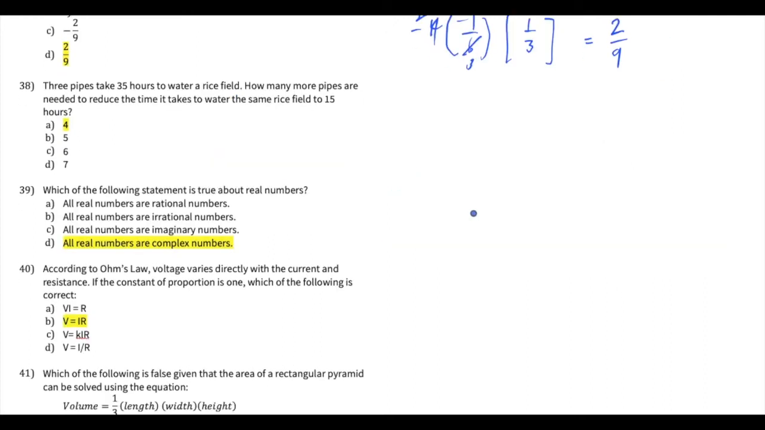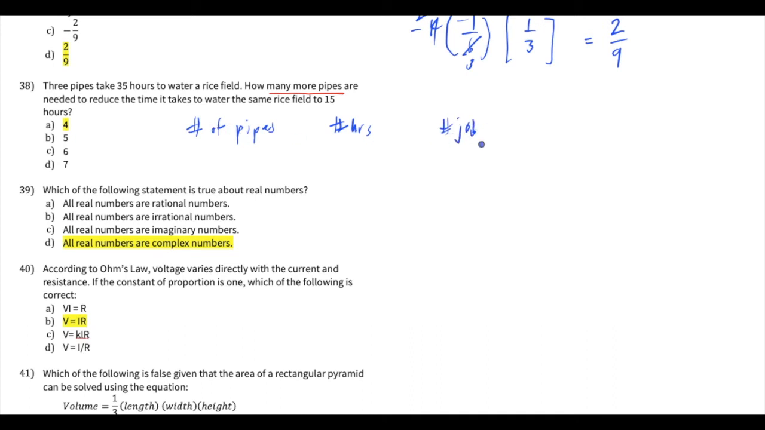Number 38. 3 pipes take 35 hours to water a rice field. How many more pipes are needed to reduce the time it takes to water the same rice field to 15 hours? Okay? So, anong meron tayo? Direct or indirect? So, hindi ko na-discuss to sa first 25 items, pero sasabihin ko na lang rin dito. Now, you have to take note kung ano yung mga factors mo. Here we have number of pipes. Meron tayong time it takes, or let's just say number of hours. And then, ilang job ba? In this case, yung job is rice field.